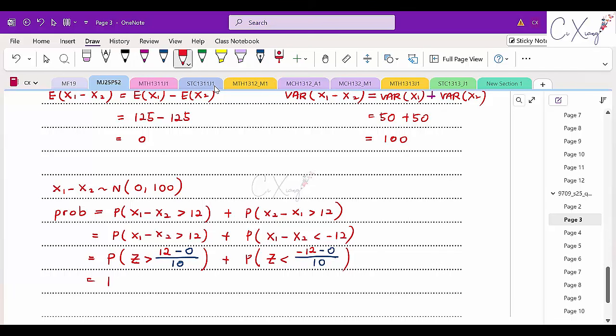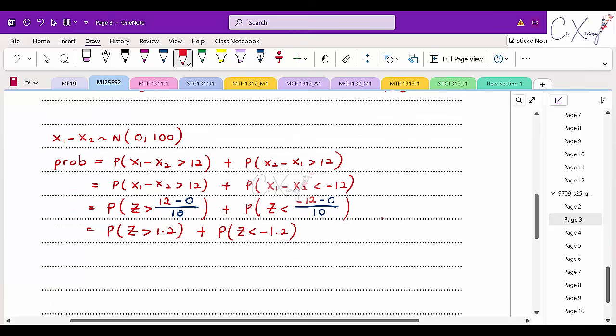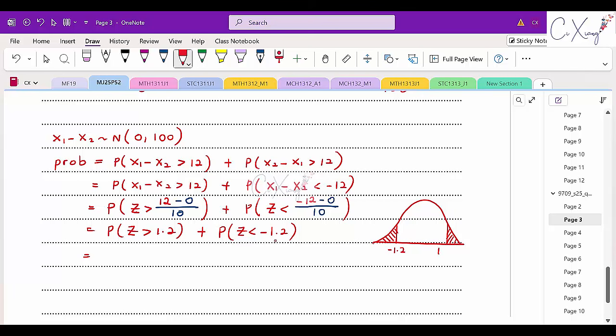And from here, you'll get the probability of z greater than 1.2 and also the probability of z smaller than negative 1.2. If you try to draw out the diagram for the area that we are interested in, we have negative 1.2, and we are interested in this part, which is z smaller than negative 1.2. We are also interested in this part where z is greater than 1.2.